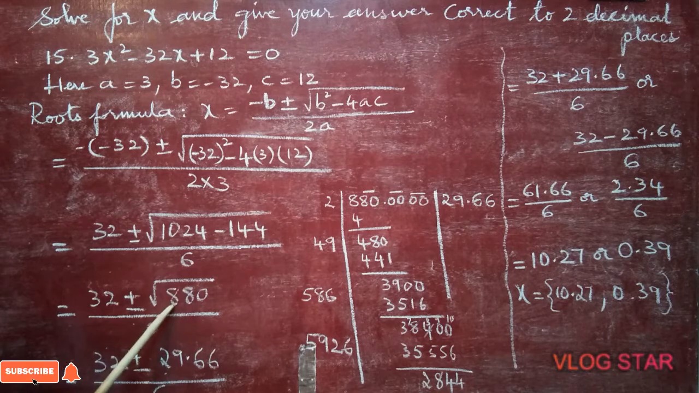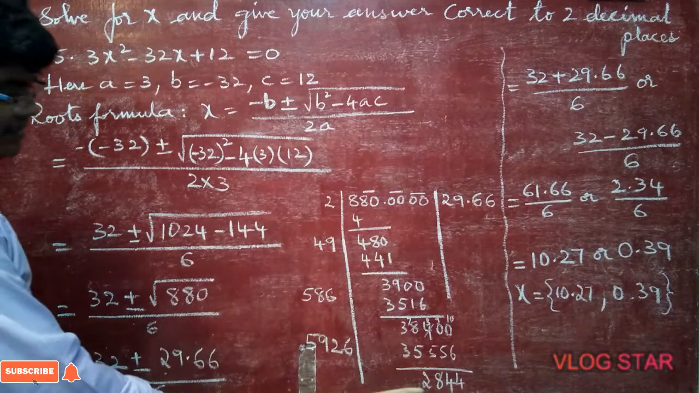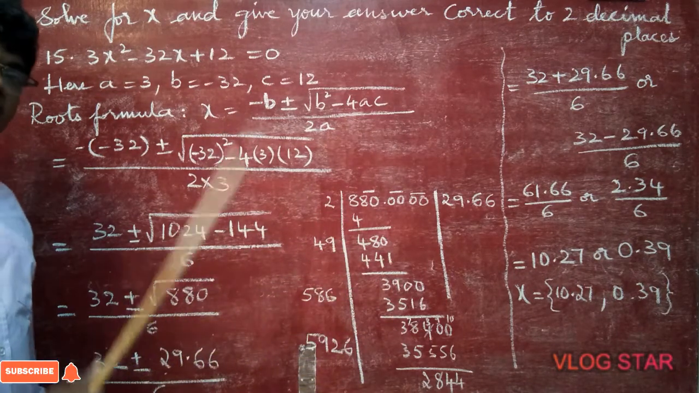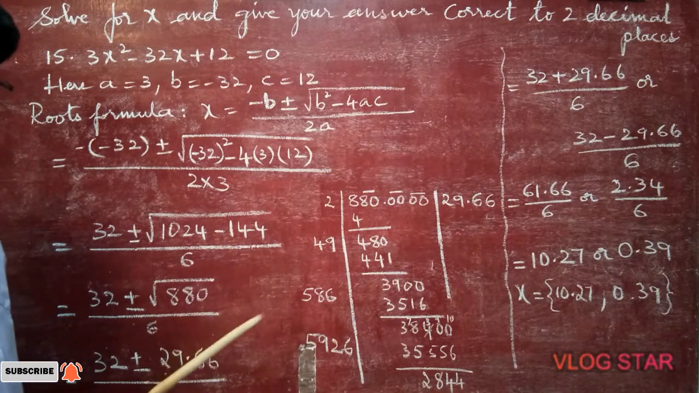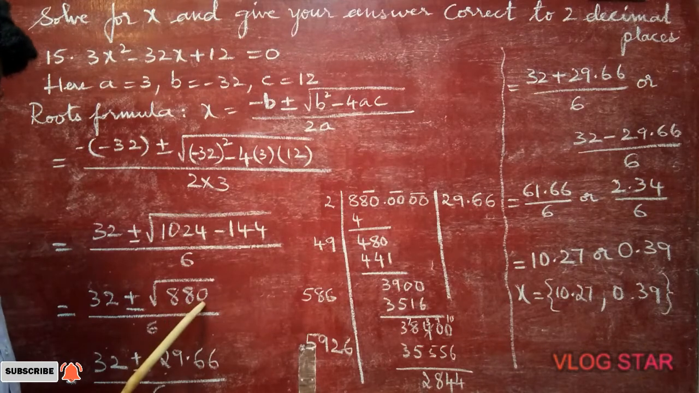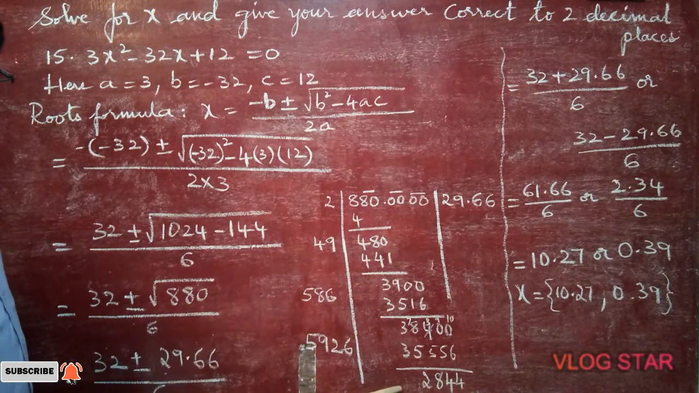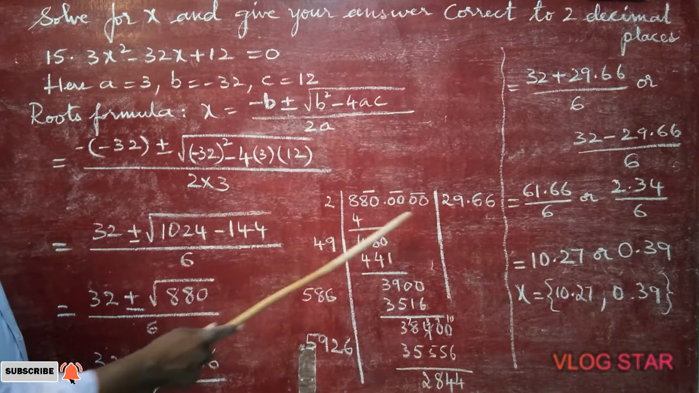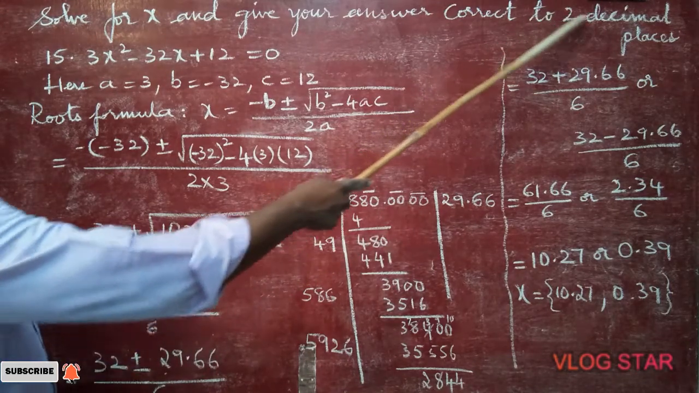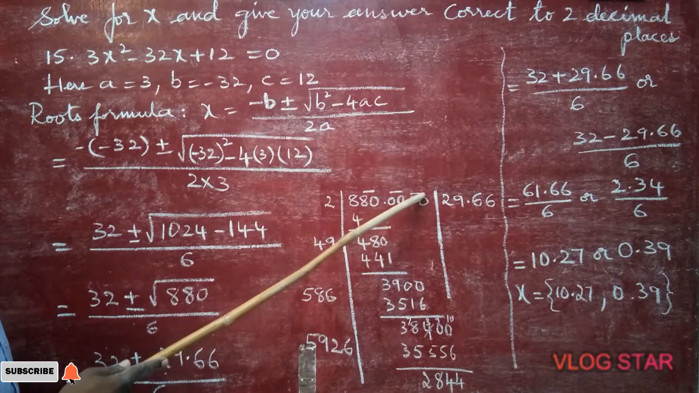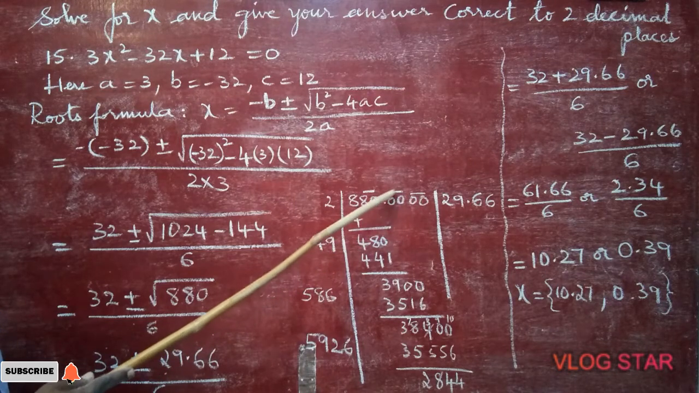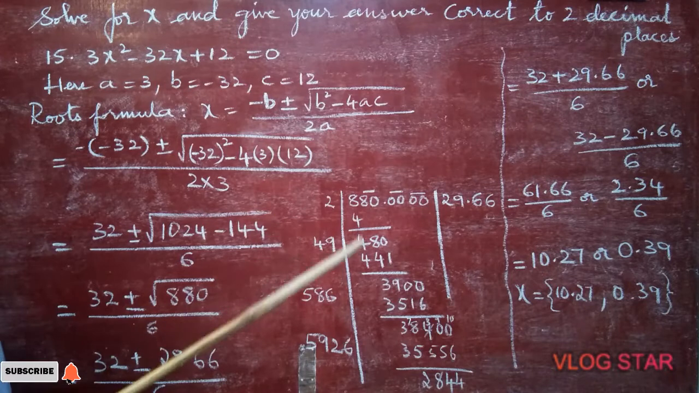Square root of 880. This is not a perfect square. We are going to find it through the long division method, or you can use log table books. In the 9th class we learned logarithms, how to solve square root of 880. And this is another method, the long division method. They ask for 2 decimal places here, so after the decimal put 2 zeros, because under every bar there should be 2 digits.